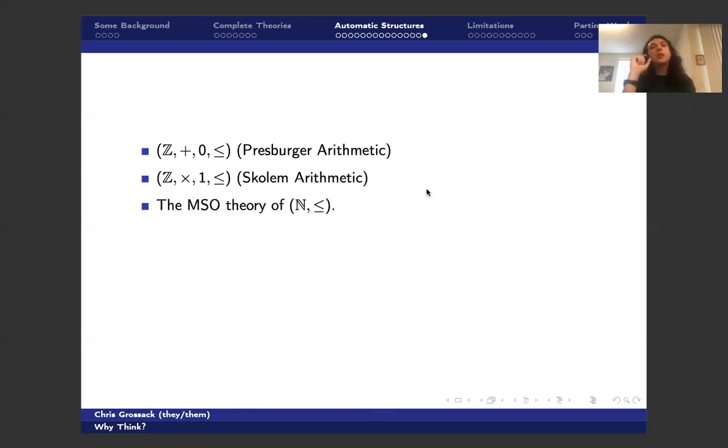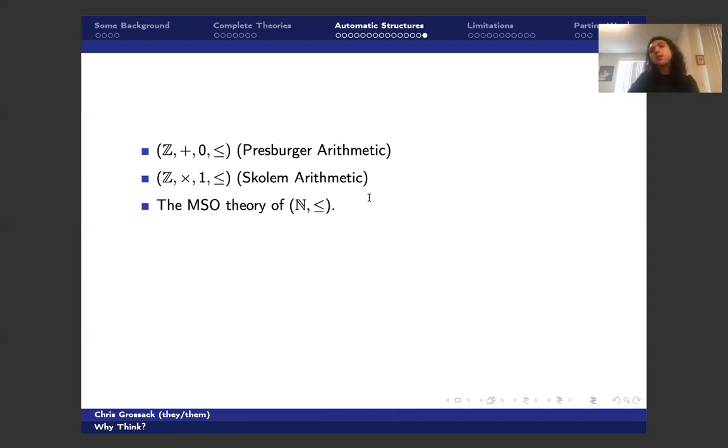And then this is a different result. You really need the full power of Büchi automata to get this, but this is a very famous result, and I had to mention it. The monadic second order theory of the natural numbers with the less than relation is decidable.